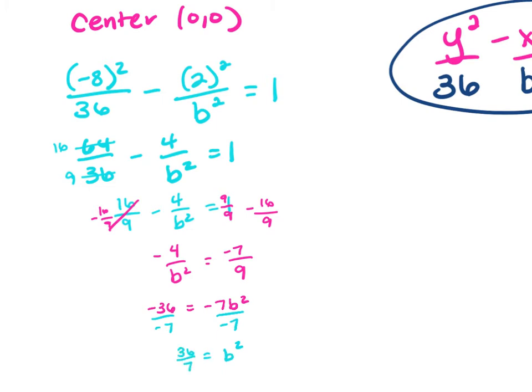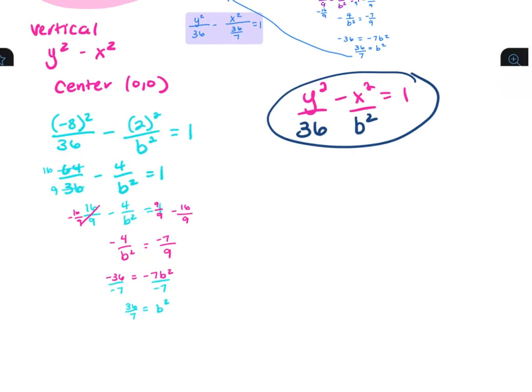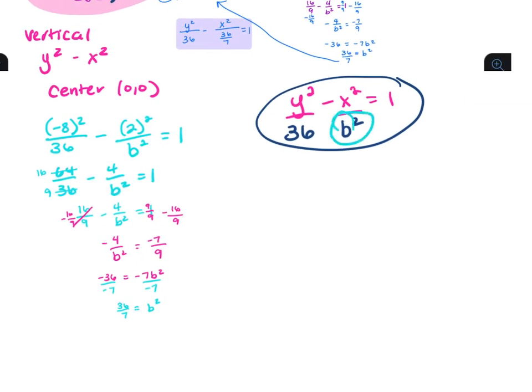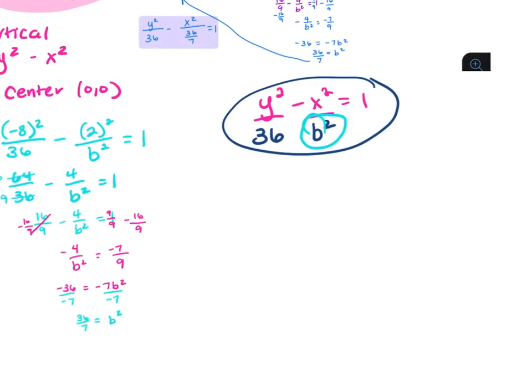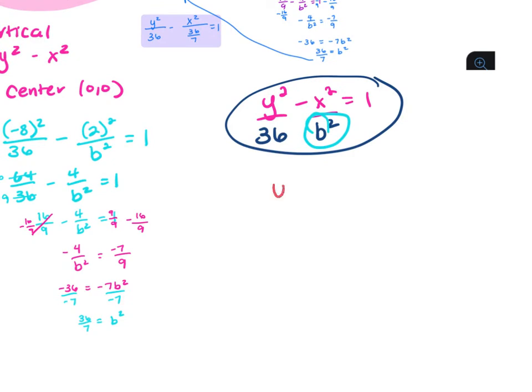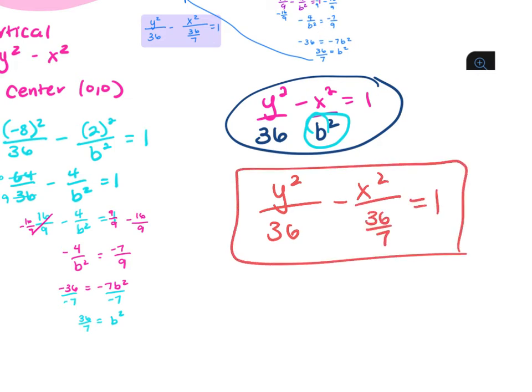So I think I said it yesterday, but you are going to see super yucky questions. Like you could see a yucky fraction there. You don't have to do anything other than plug it into this space. So you're not doing any math on that. So it could be ugly. And I'd get y squared over 36 minus x squared over 36 over 7 equals 1. And you can leave it just like that. Leave the 36 over 7 in the denominator.